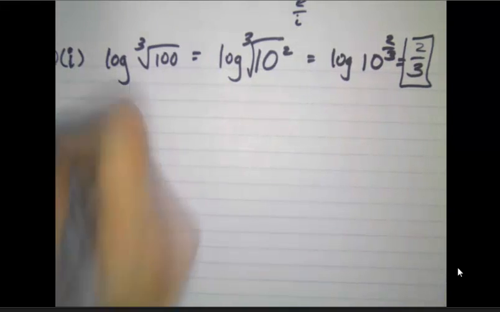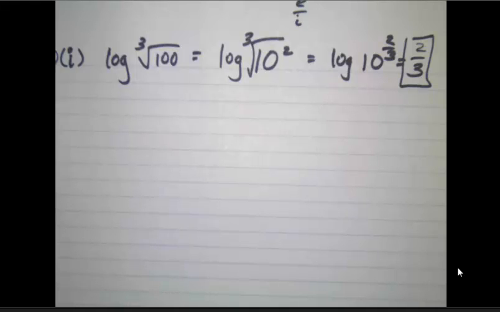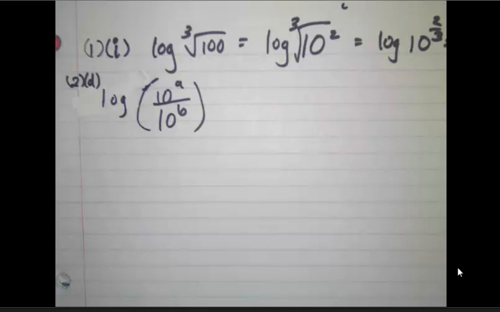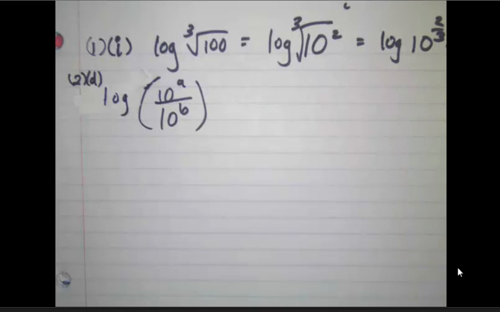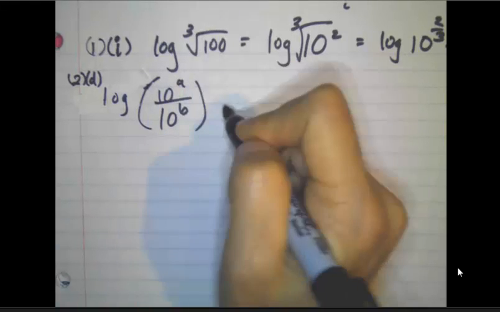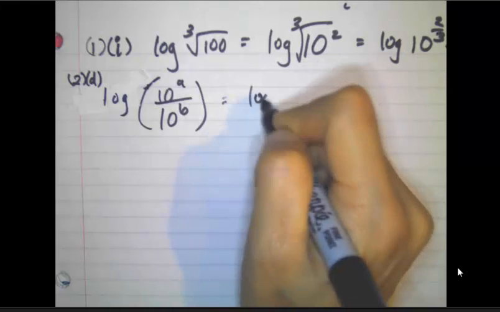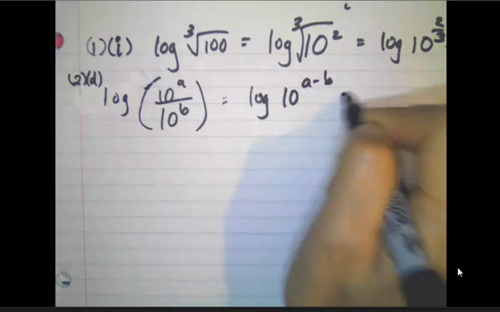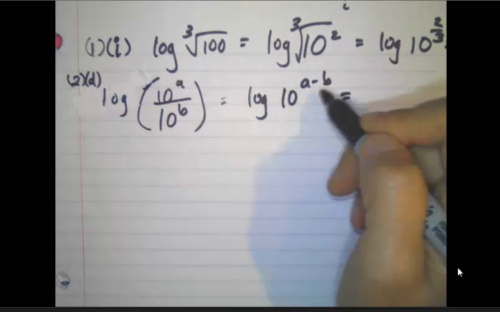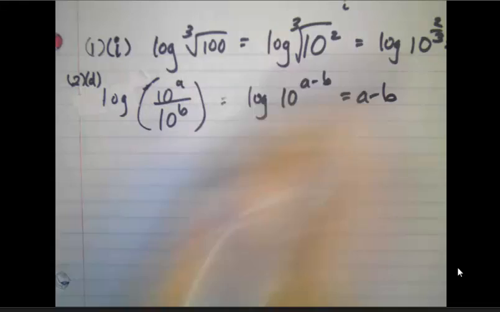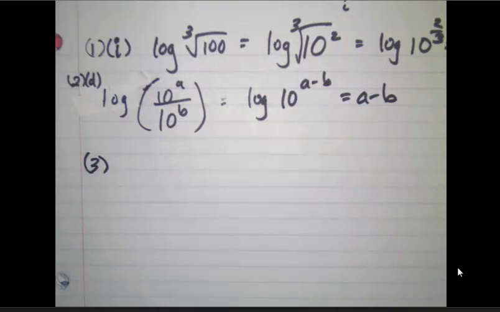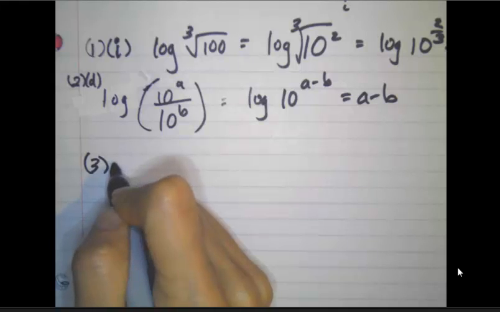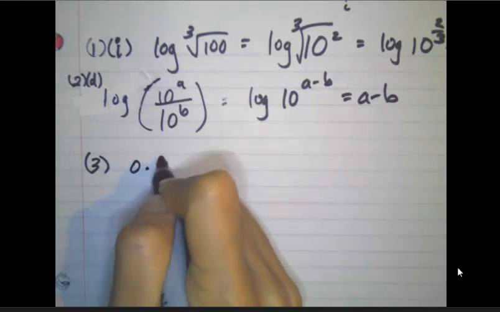All right, let's go ahead and take a look at number 2, letter D. We have the log of 10 to the A over 10 to the B. And so I'm going to rewrite that as log of 10 to the A minus B. And therefore, this is just going to be the exponent since the base is 10. Okay. Number 3, we're going to use your calculator to write the following in the form of 10 to the x. So let's go ahead and do letter J, which is 0.00015.